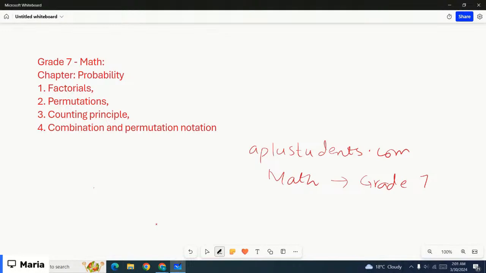We're going to start with the chapter probability, and the lessons we're going to cover from the chapter are factorials, permutations, counting principle, and combinations and permutation notation. So please make sure you have your notebook and pencil so that you can note down the important examples and definitions as well.